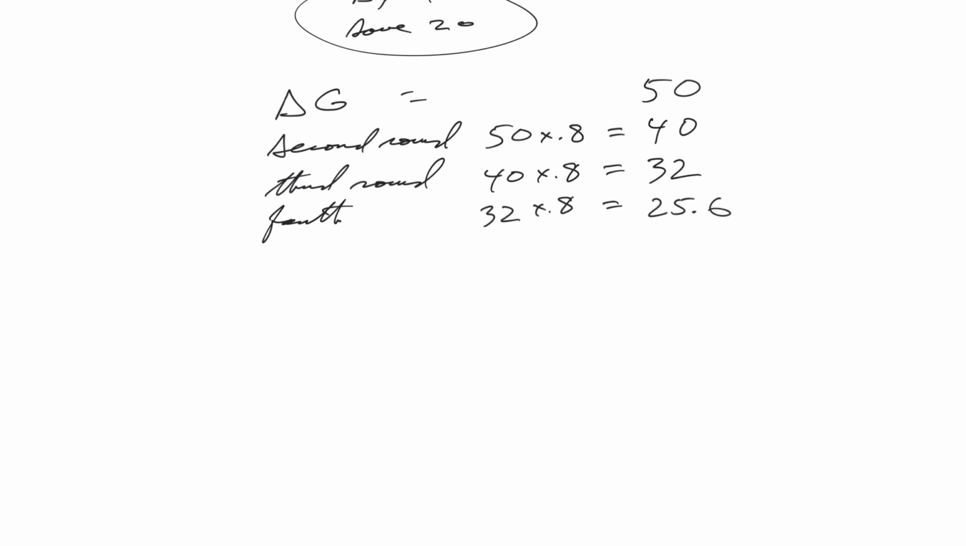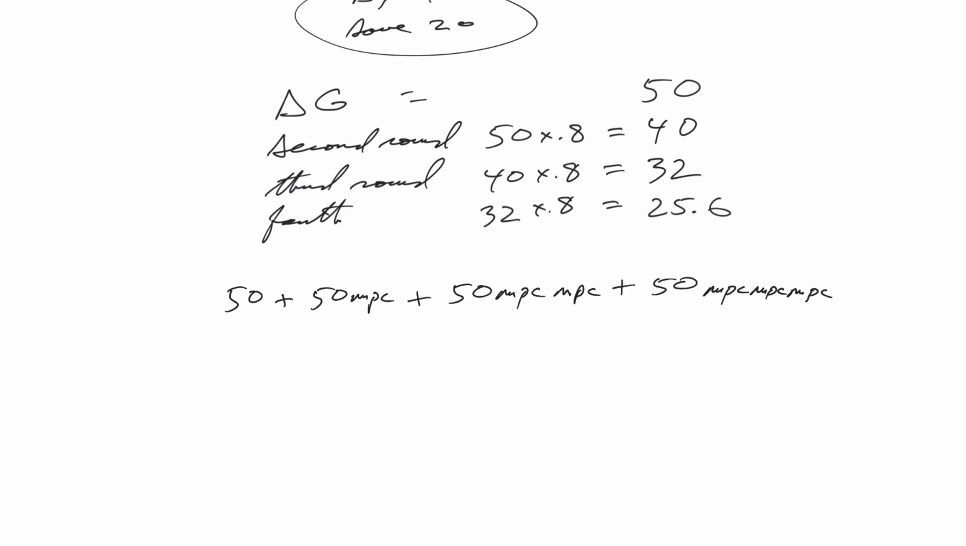So another way to write this is we have 50, the first round, then 50 times the marginal propensity to consume in the second round. And then the third round is 50 times the marginal propensity to consume times the marginal propensity to consume. And then the next round is 50 times the marginal propensity to consume times the marginal propensity to consume times the marginal propensity to consume. Okay, you get the idea.